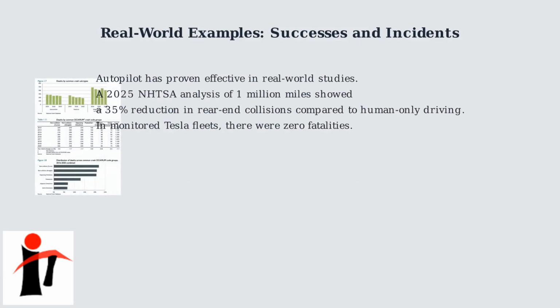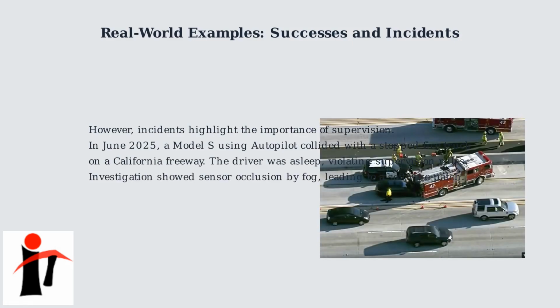Autopilot has shown significant benefits in real-world applications. A comprehensive 2025 NHTSA study analyzing 1 million miles of Autopilot data revealed a 35% reduction in rear-end collisions compared to traditional human driving. In Tesla's monitored fleets, there were 0 fatalities during this period. Despite these successes, incidents underscore the critical need for driver supervision.